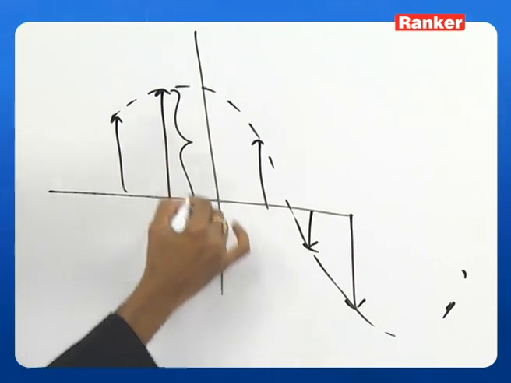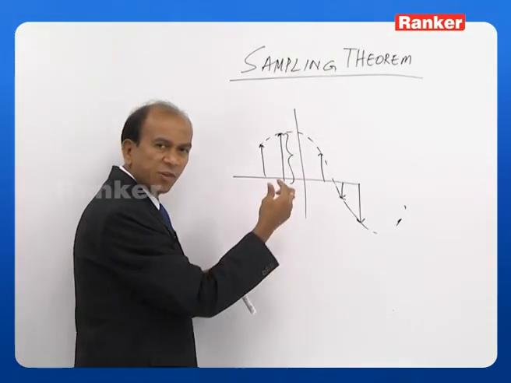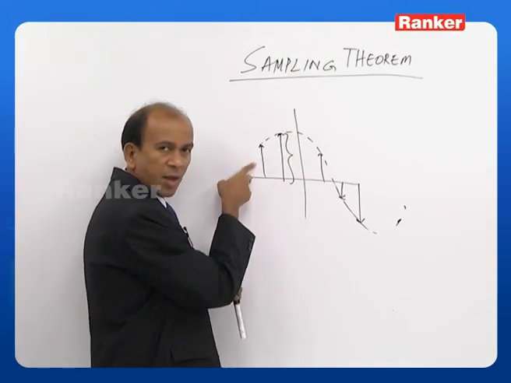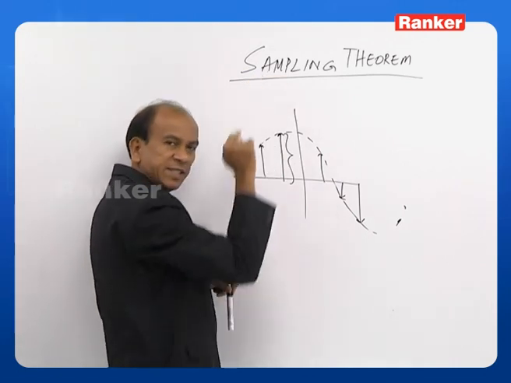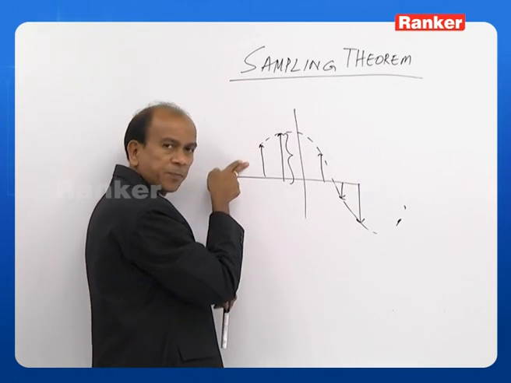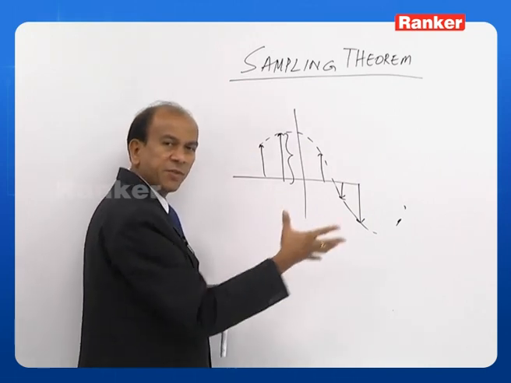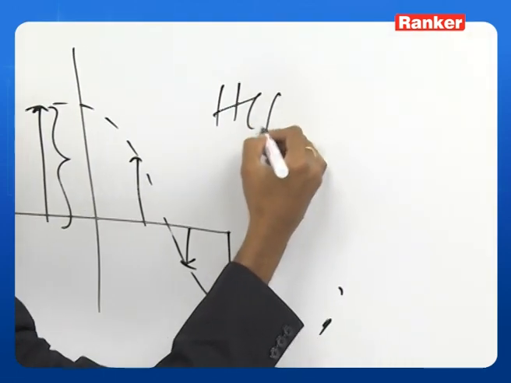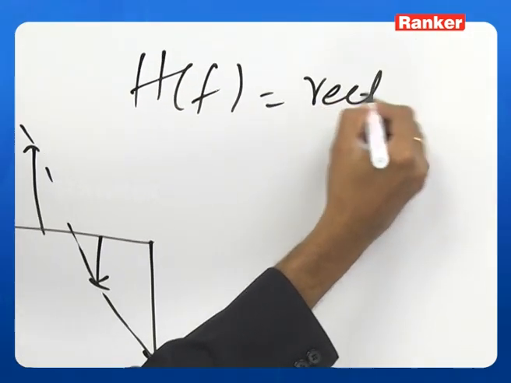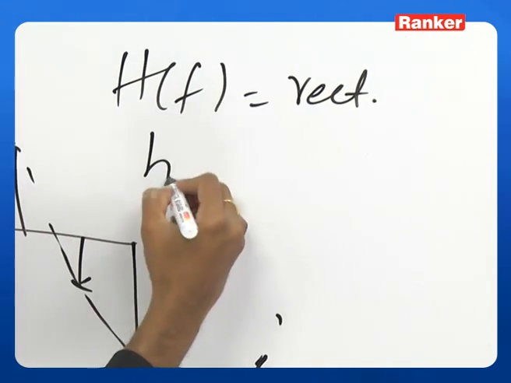Now, this is the strength of the signal, this is the strength of the pulse. So, the strength is varying, isn't it? How is the strength dependent? This strength is dependent on the original signal, isn't it? So, this strength will be the amplitude of the sinc pulse which you are getting outside. So, H of f is a rectangular function, h of t will be a sinc function.